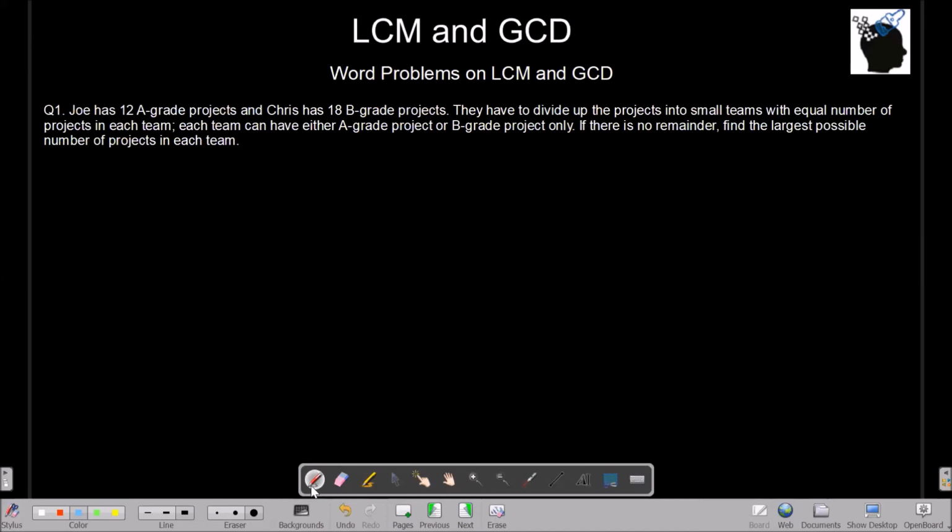So let's read the problem. Joe has 12 A-grade projects and Chris has 18 B-grade projects. So in total, we have 12 plus 18 is equal to 30 projects. Now they have to divide up the projects into small teams with an equal number of projects in each team. So I have to divide 30 into teams such that each team should have an equal number of projects.